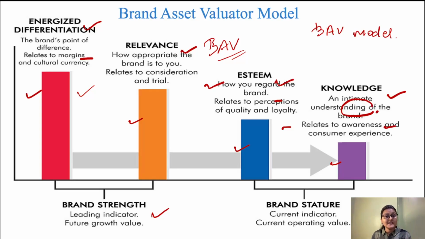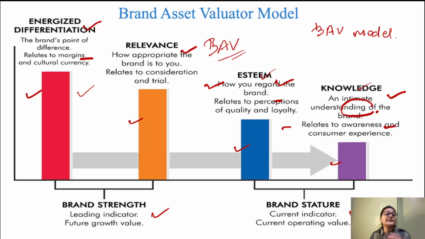Right, now the next are esteem and knowledge. Studying esteem and knowledge together comes under brand stature. This is like a report card of how well the brand has performed in the past, and by understanding that, the future could be predicted. It reflects the brand's current value in the marketplace and what strengths and weaknesses the brand can work upon. They can convert their weaknesses into strengths, and they can proceed toward future growth and development, right? So all these are the important components which come under the brand asset valuator model.